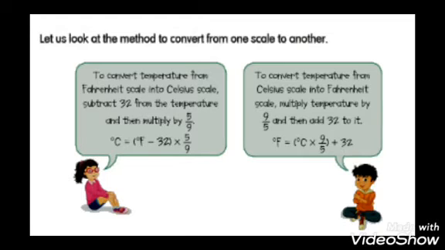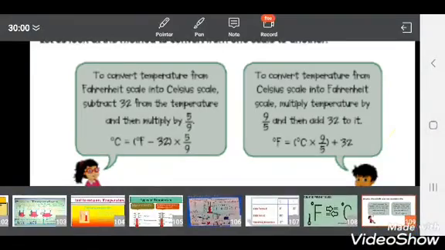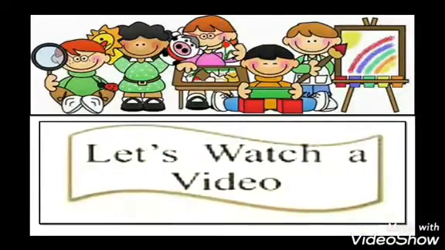Subtract 32 from the temperature and then multiply it by 5/9. So given the temperature in degrees Fahrenheit, we subtract 32 and then multiply by 5/9. To convert temperature from the Celsius scale to the Fahrenheit scale, multiply the temperature by 9/5 and then add 32. It is exactly the opposite of what we are doing here. So let us watch a video on temperature and learn how to convert.